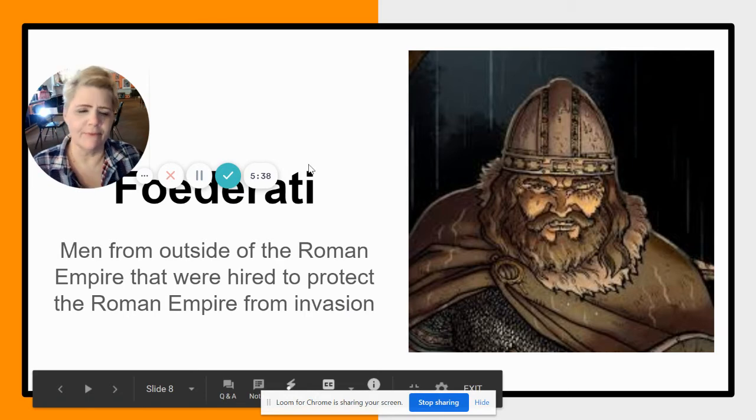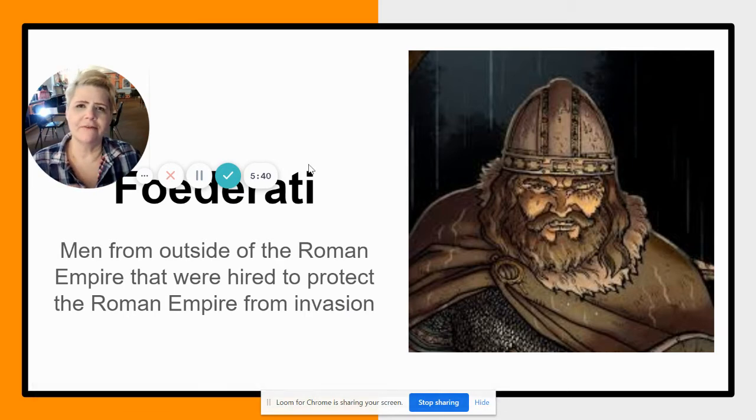Foederati. Remember when we talked about the Foederati in the Roman Empire, and how one of the reasons the Roman Empire began to fall is because the Roman legion, their army, became very weak. They became weak because they began to take anybody. It wasn't an elite group of men that were part of the army anymore. They needed more and more men to protect the empire as it got larger and larger.